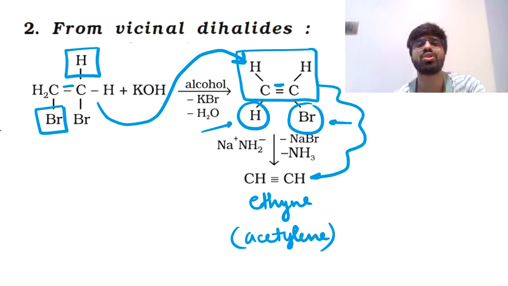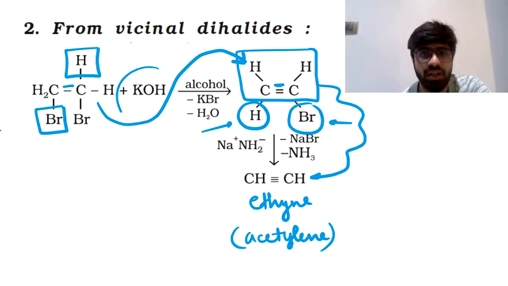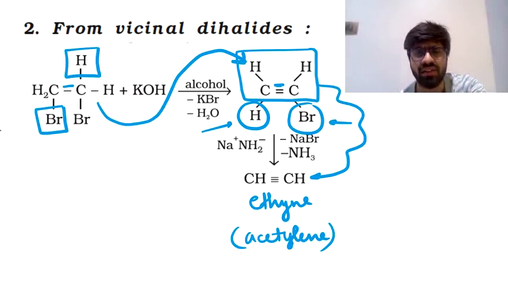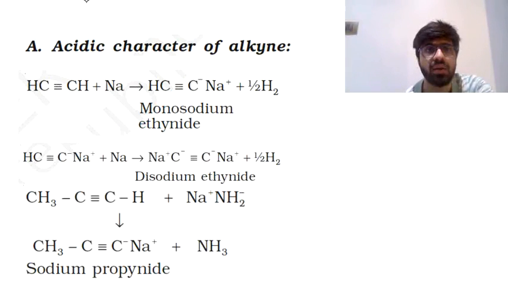So that's the reaction by which you're forming alkynes from a vicinal dihalide. Okay, if your question is why not use NaNH2 in the first step also, then yes, you can do it, but I've discussed it with KOH because the NCERT textbook mentions it as KOH. Okay, so the methods of preparation are done here, and we now start with the reactions of alkynes.